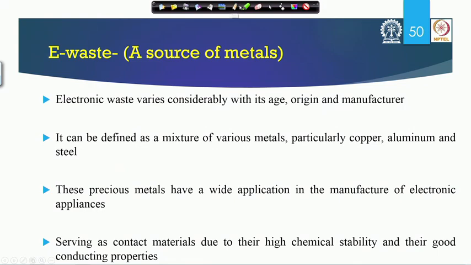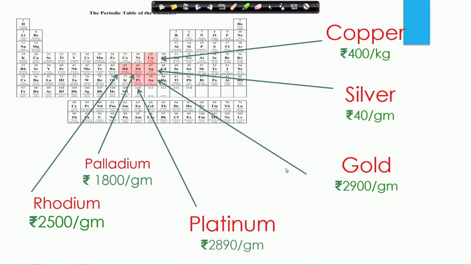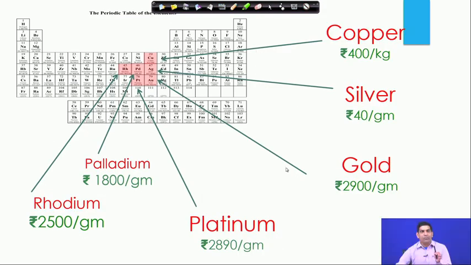So let's look at the periodic table. If you remember the periodic table from your school time, or maybe from the first year of engineering, that's the periodic table. From it, I have just taken 6 metals. These are not the only 6 metals in electronics, but let's look at them: copper, silver, gold, platinum, palladium and rhodium.